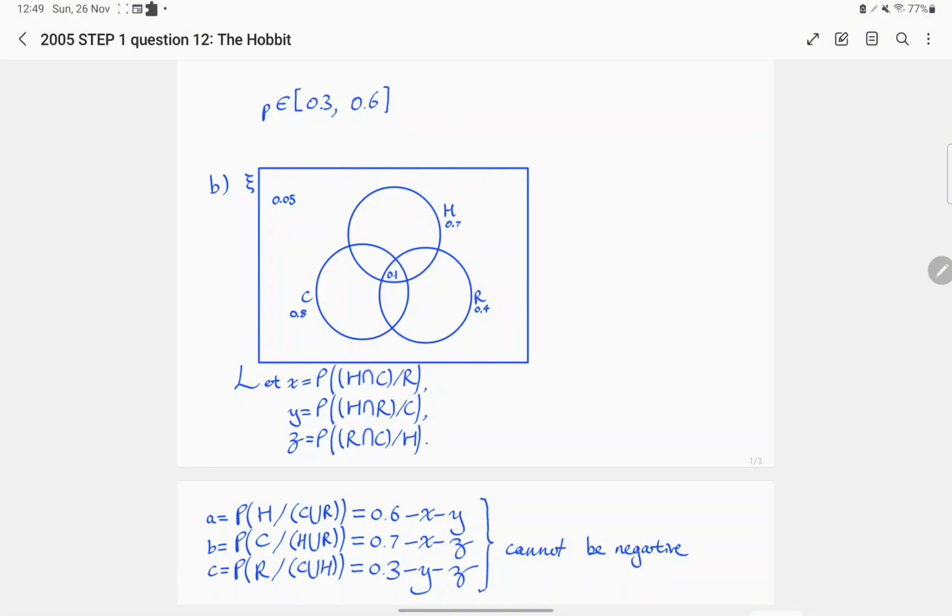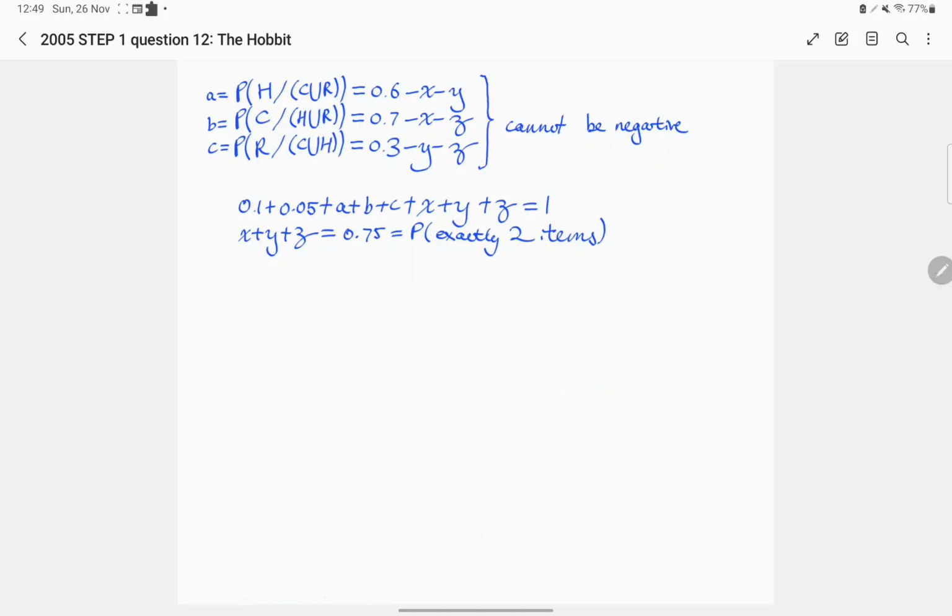B shall be the probability that a wizard wears a cloak only. That is 0.7 minus x minus z. C shall be the probability that a wizard wears a ring only. That's 0.3 minus y minus z. Note that A, B, and C can't be negative. We'll now notice that 0.1 plus 0.05 plus A plus B plus C plus x plus y plus z equals 1. X plus y plus z therefore equals 0.75, which is the probability that a wizard is wearing exactly 2 items.